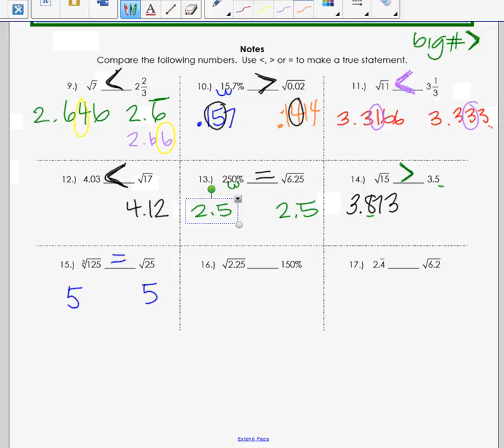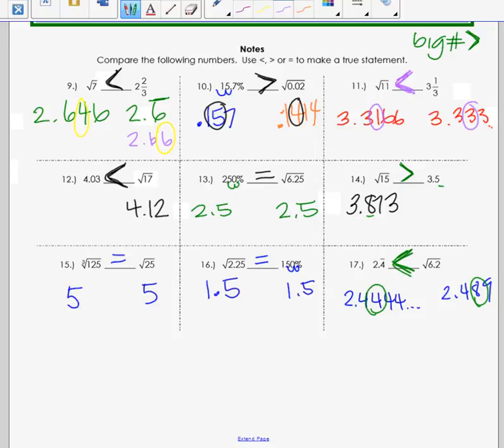In number 16, the square root of 225 is 1.5. If you convert 150%, you're going to move it to the left 2 places. So you have 1.5, 1.5, and they're equal. Okay. The last one, this is 2.4 repeating. So 2.444444 forever and ever, right? And the square root of 6.2 is 2.489. Well, the first number that's different is this one right here. The 8 is bigger, so we're going to go that way.